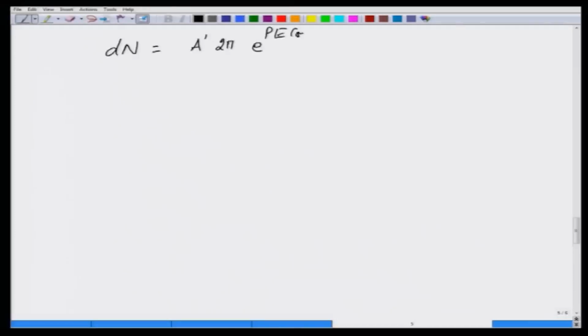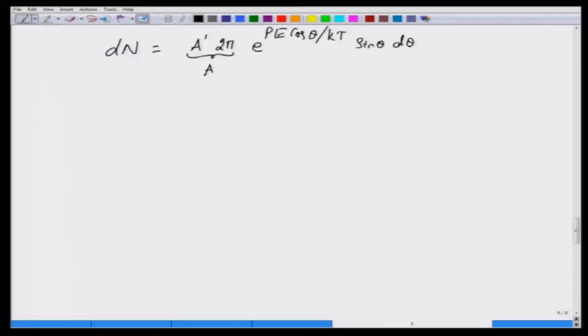P e cos theta. Why P e cos theta? Because W is minus P e cos theta, right. So, divided by kT times d omega, which is 2 pi sin theta d theta here. I can combine this 2 pi into A prime as some constant A, okay.